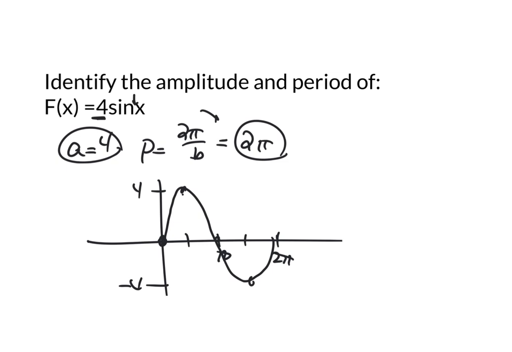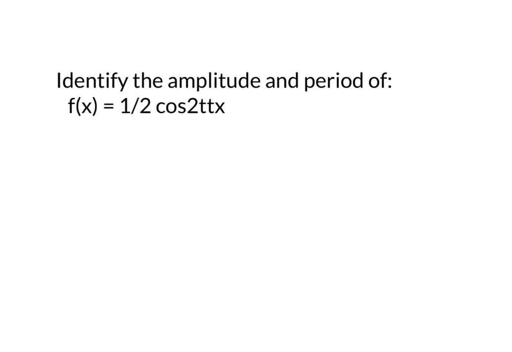I'll show you one more. Identify the amplitude and period of f of x equals 1/2 cosine of 2 pi x. That's supposed to be a pi. I don't have a pi button on my iPad, so it's the best I could do. So first of all, amplitude is going to be whatever's in front, which is 1/2. That's the amplitude. Absolute value, I should say, of what was in the front.